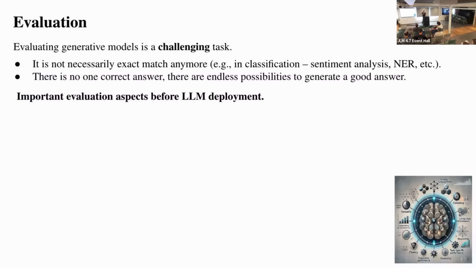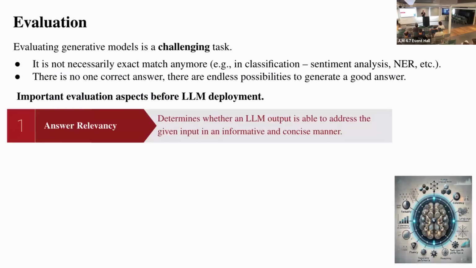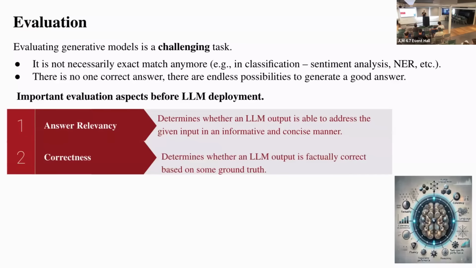Okay, so before talking about the different methods for evaluation, what are the different aspects we should consider before we deploy an LLM? So first, answer relevancy, which determines whether an LLM output is able to address a given input in an informative and concise manner. The second one is correctness, which determines whether an LLM output is factually correct and based on some ground truth. This ground truth is sometimes called reference.